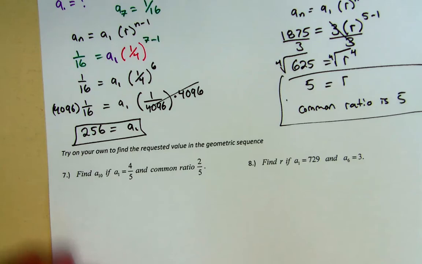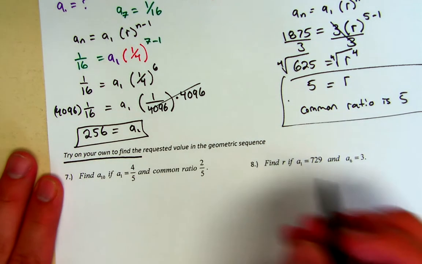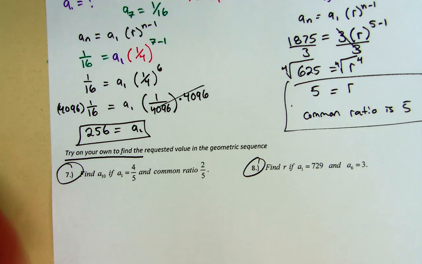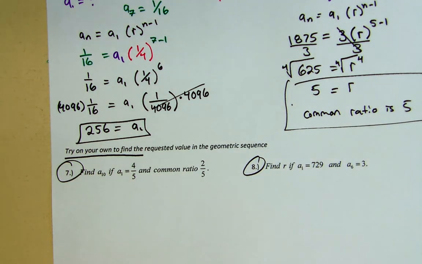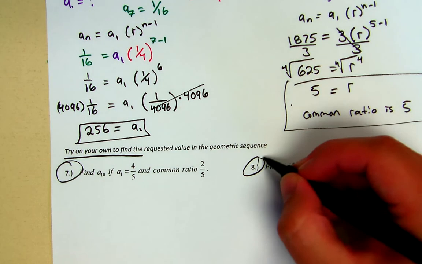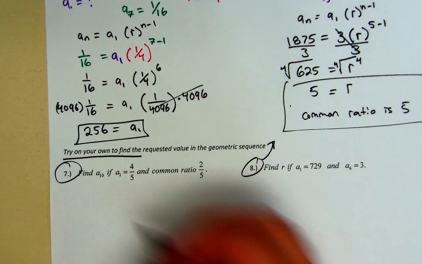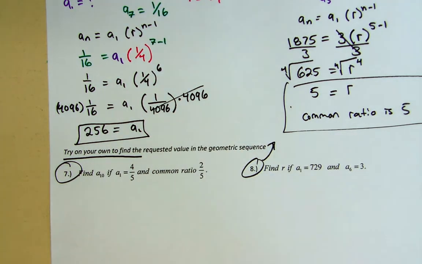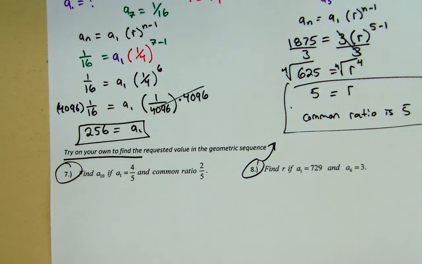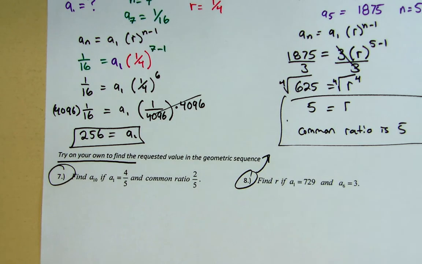Alright, and here is your try on your own part, 7 and 8. One of them is going to be finding a term, the other one is going to be finding r. This one is just like the one up here. This one's a little bit different than that one, because I gave you a1 and the ratio. Alright, so you do that, come and bring it to class tomorrow.